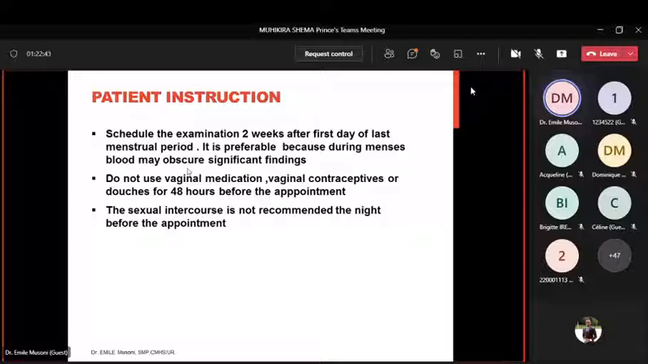This is why in some countries they encourage self-sampling. A woman herself can take the sample. Sexual intercourse is not recommended the night before the appointment, because in that case you can find some spermatozoa. This is why it is not recommended. So taking the sample is very, very important, because once you fail in the testing of the sample, you also fail in the diagnosis.